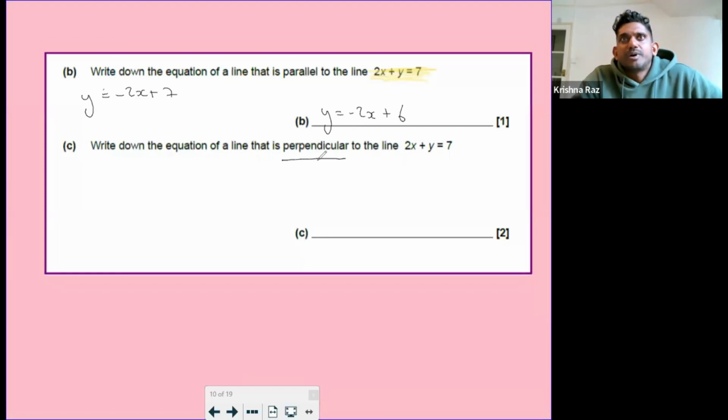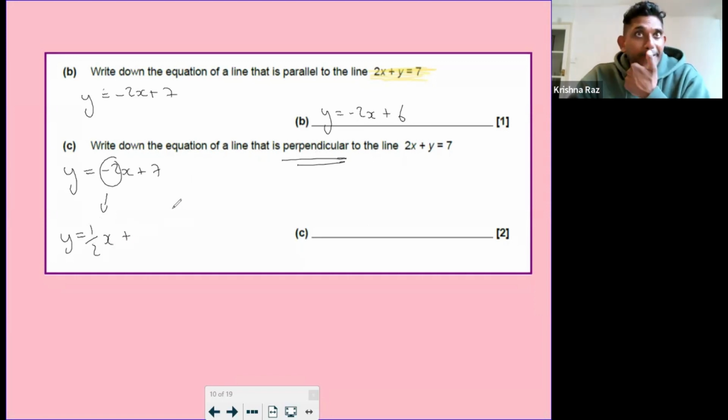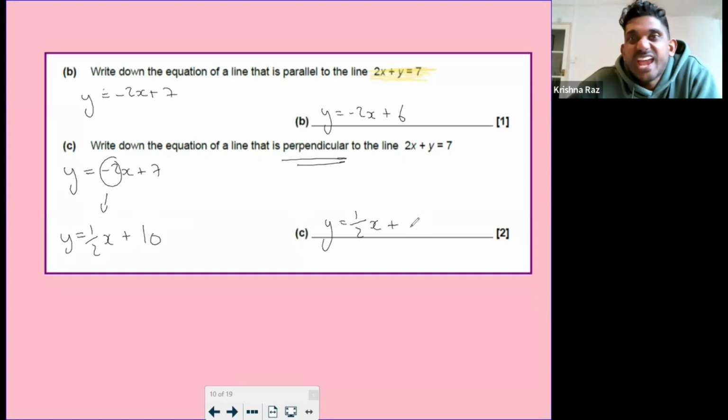An equation of a line that is perpendicular, so it has to be perpendicular to y equals minus 2x plus 7. So the gradient must be the negative reciprocal of minus 2/1, which will be plus 1/2. And I can have any y-intercept. So that would have an answer of y equals a half x plus anything. And I've chosen 10.